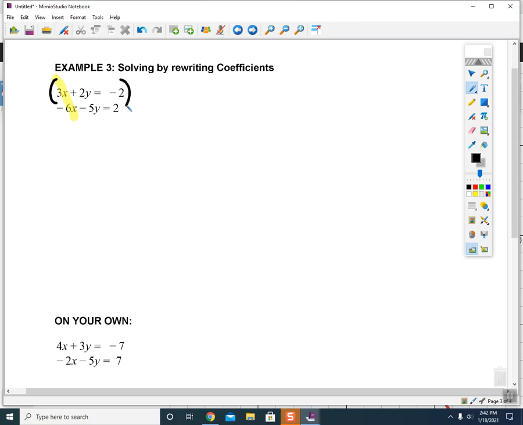So the way that I would do that is I'm going to multiply this whole thing by 2. I can't just multiply part of it by 2. I can't just multiply the x by 2 to make it the same. I have to multiply the whole thing by 2, and I'm going to show you why. So when I do that, then I'm going to have 6x plus 2, oh, nope, see, I almost did it. 6x plus 4y equals negative 4. And then on the bottom, I still have negative 6x minus 5y equals 2.